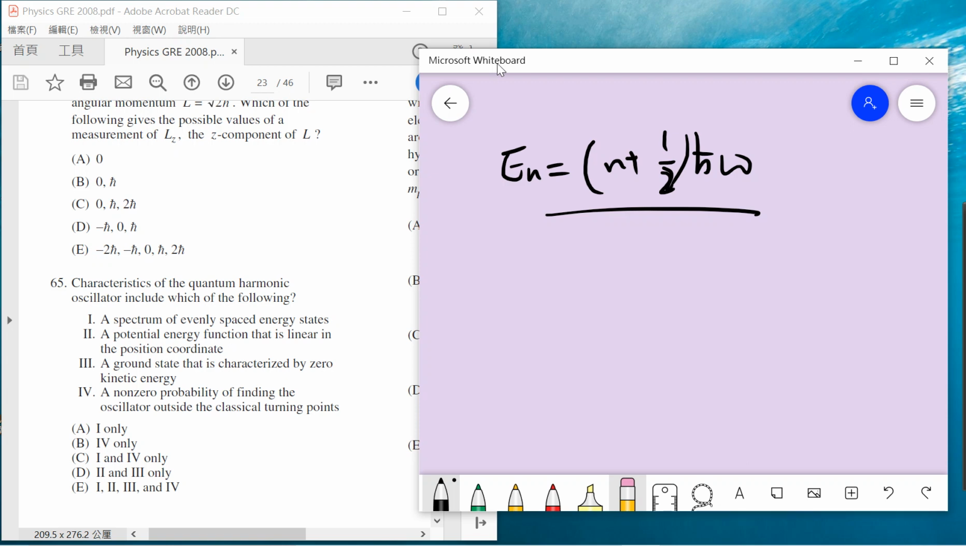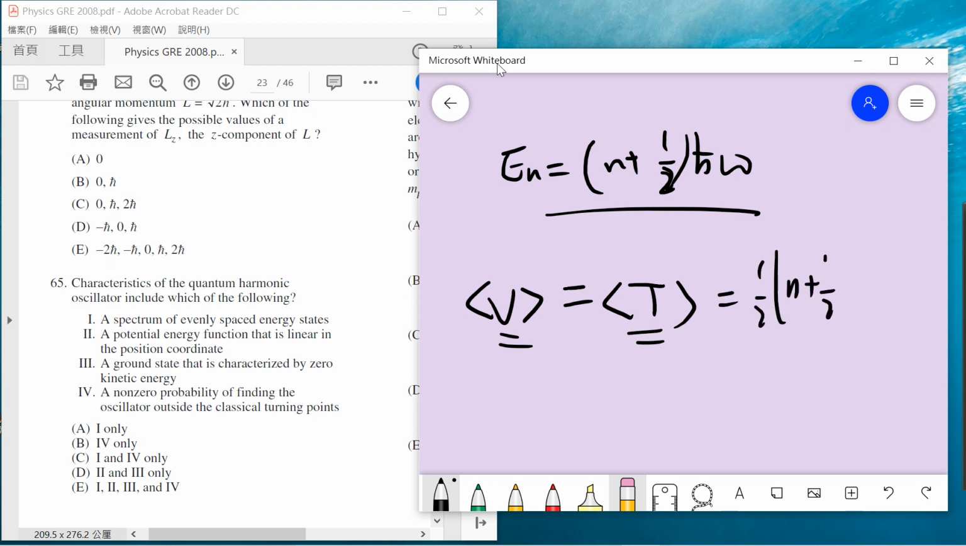Definitely false, right? Because you already know that the expectation values of the kinetic energy and the potential energy must be the same, so each one is just a half of the total. Or you can do the computation and easily get that the third one is false. The fourth statement, a non-zero probability of being found outside, is a common fact of quantum mechanics. So the answer is the first one and the fourth one. So the answer is C.